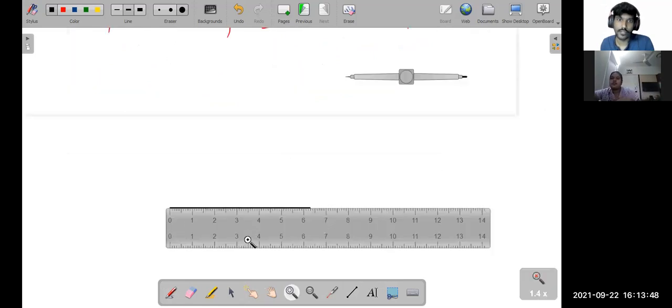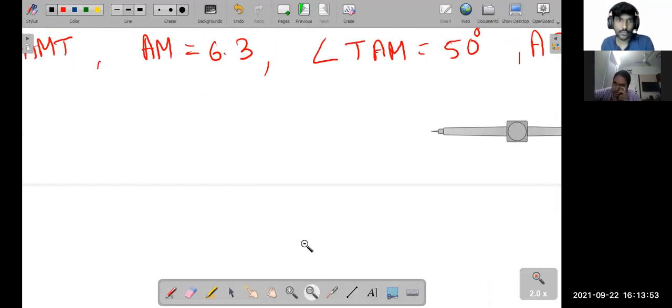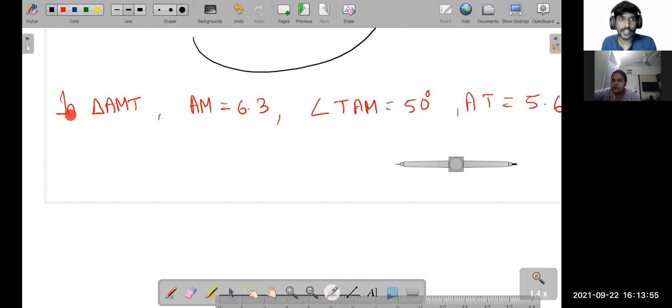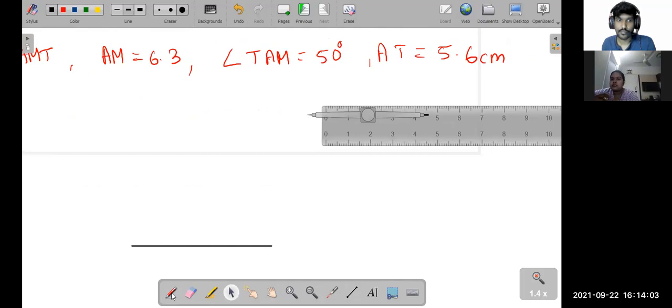Now I should draw what? The base. Construct the base. Have you written this line in triangle AMT? AM is 6.3. Do the construction. Two triangles will be drawn? No, one only. When there is a point common, then the triangle is one only. If you see in the second one also, a point was common. So only one triangle and that only became into two.